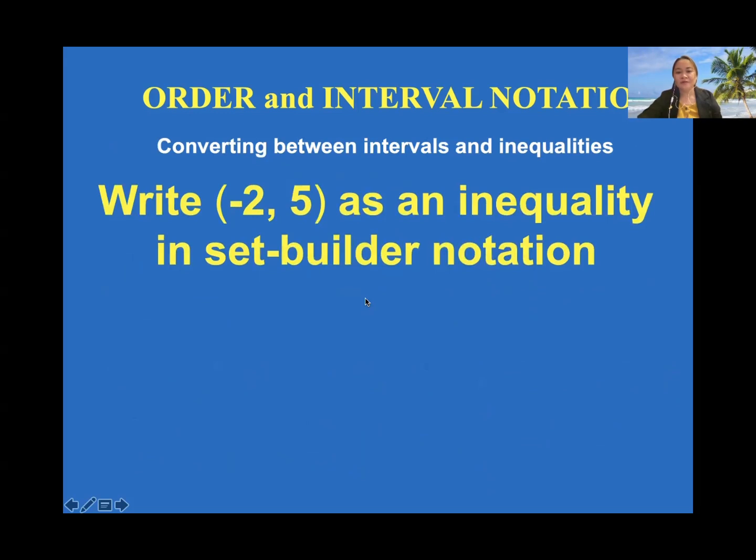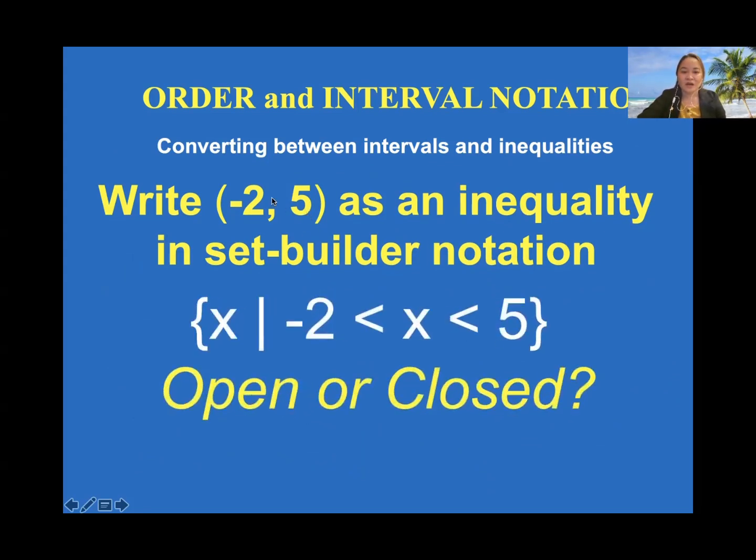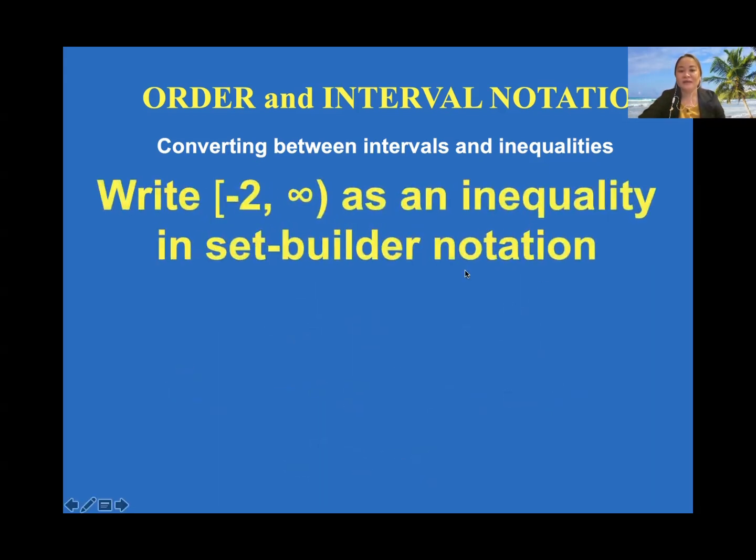So, converting between intervals and inequalities. The open interval negative 2, 5 as an inequality in set builder notation: x such that x is greater than negative 2 but less than 5. Is this open or closed? Yes, this is open.